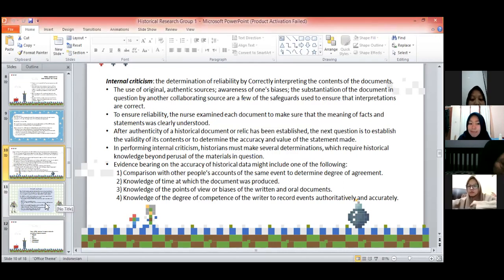The last is evidence bearing on the accuracy of historical data, which may include one of the following. The first is comparison with other people's accounts of the same event to determine degree of agreement. Second is knowledge of the time at which the document was produced. The third is knowledge of the points of view or bias of the written and oral document. And the last is knowledge of the degree of competence of the writer to record events authoritatively and accurately. So the last explanation will be delivered by our sister Alisha Alma.